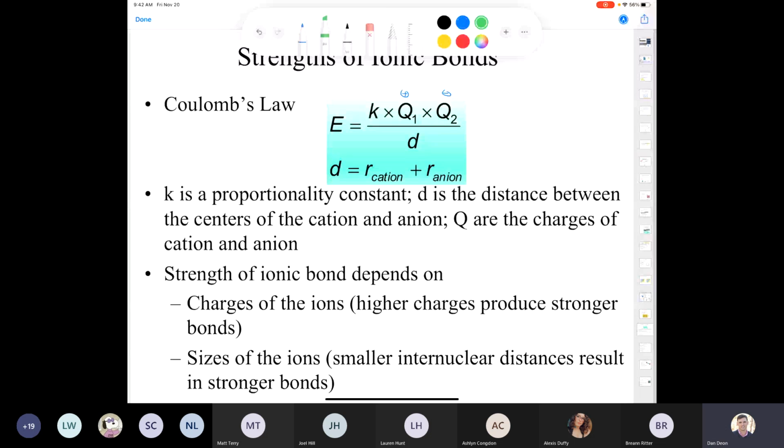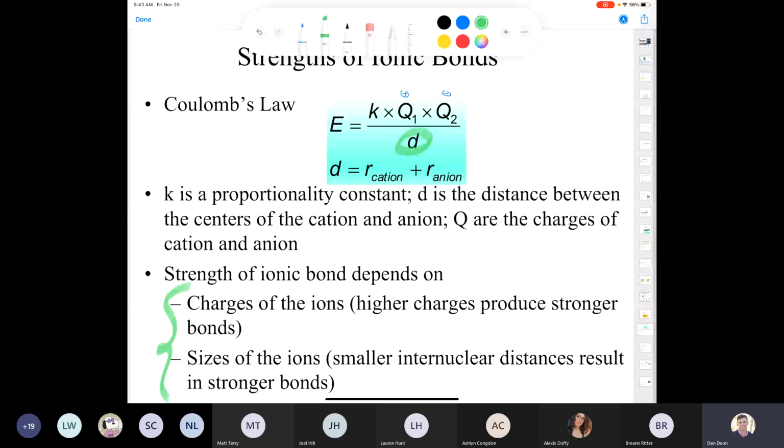What's the summary here? The strength of the ionic bond is going to depend on a couple of things: the charges of the ions, where the higher the charges we have, the stronger the bonds are going to be, and the sizes of the ions. The smaller the ions are, the closer they're going to be together, or the smaller my denominator is going to be, and so the higher the strength of my ionic bond will be.